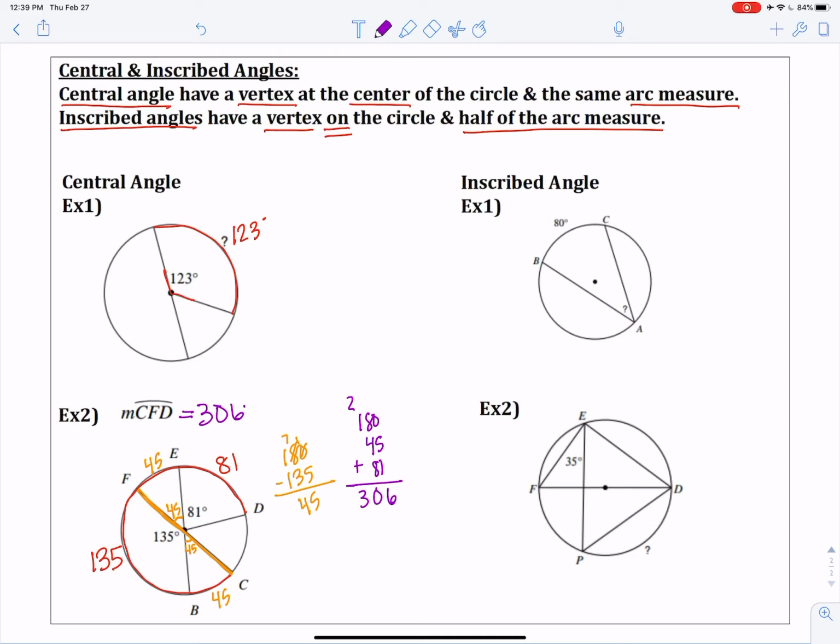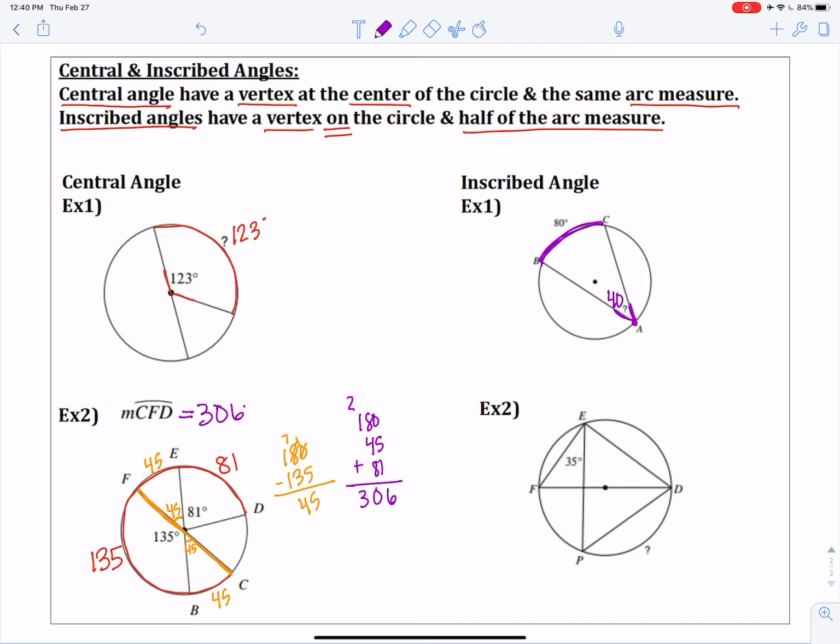For the inscribed angle, the vertex is on the circle, it's not in the center, and this angle in here is half of the arc that it opens up to. So this arc is 80, so this angle is going to be 40. So that angle is 40.